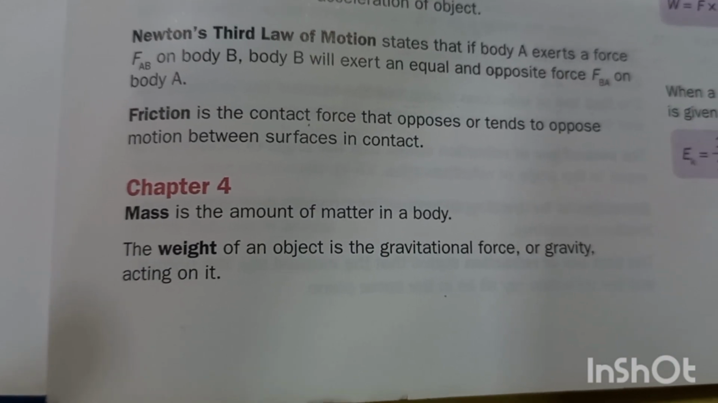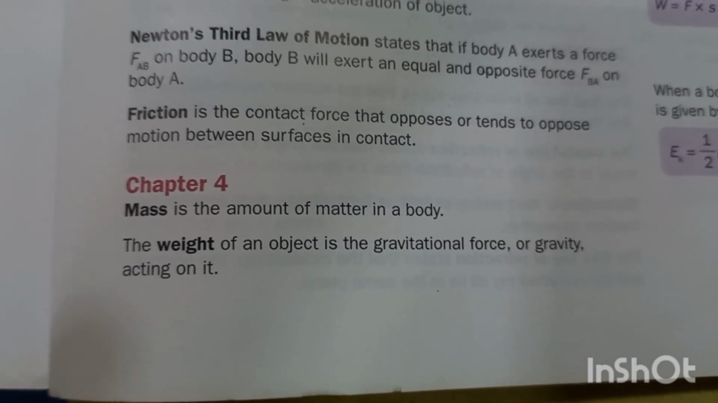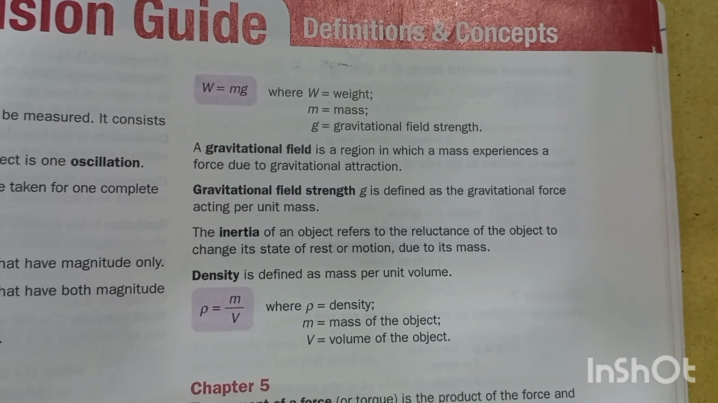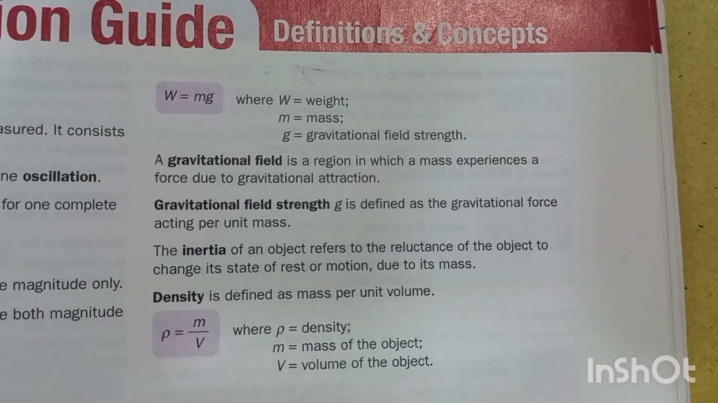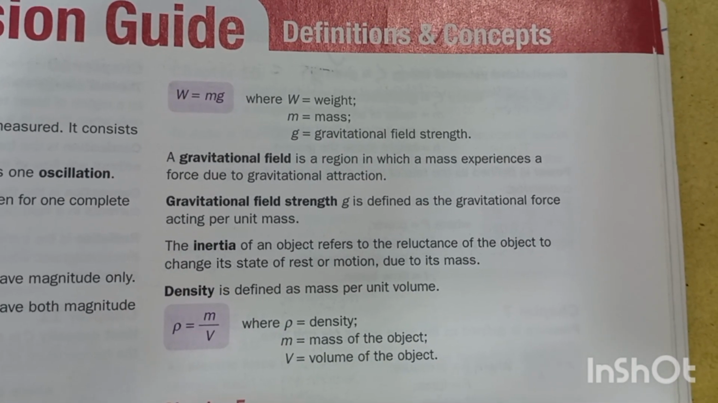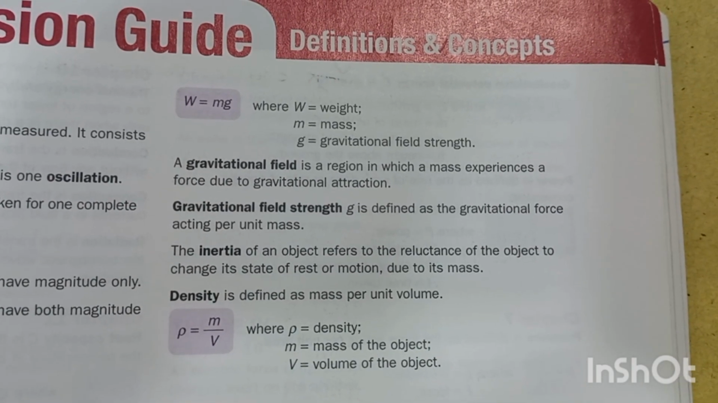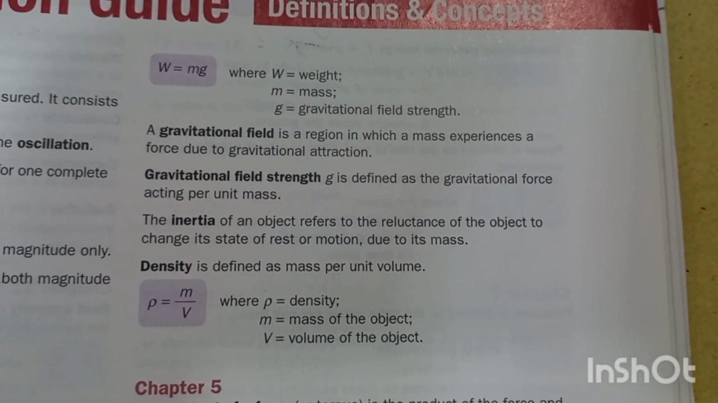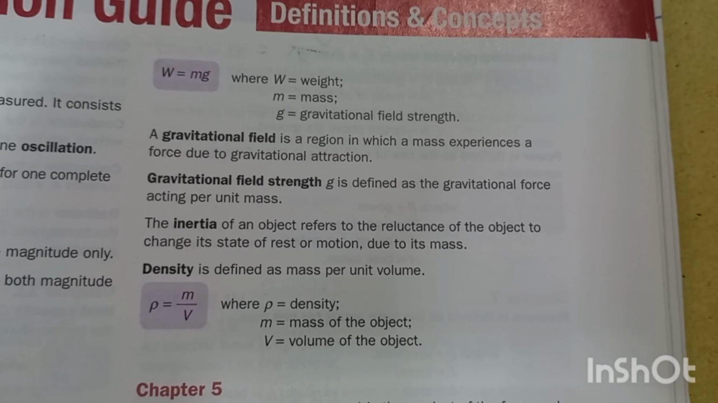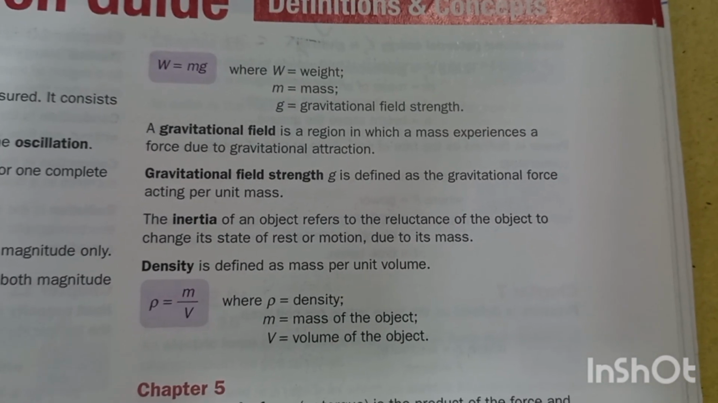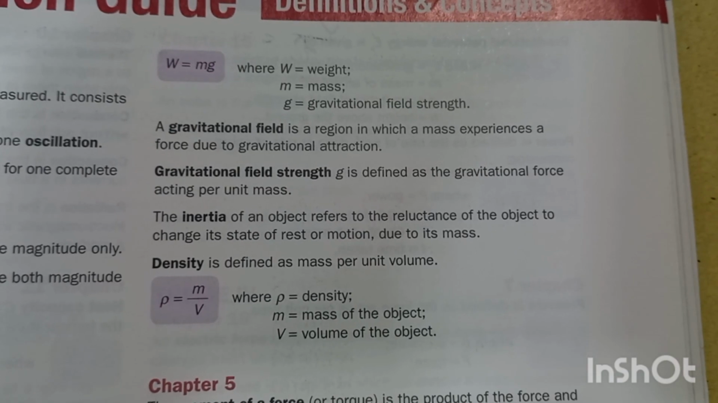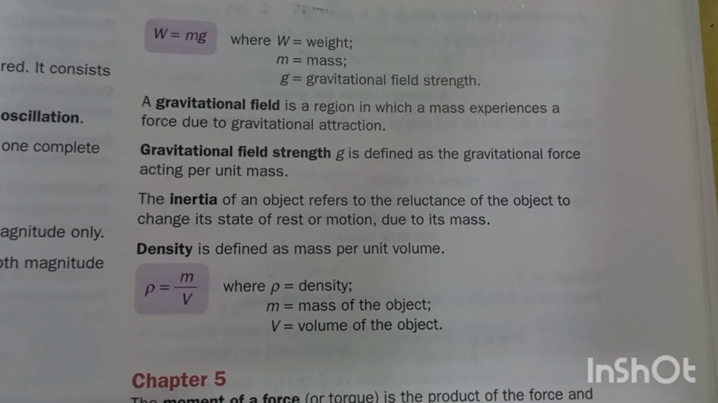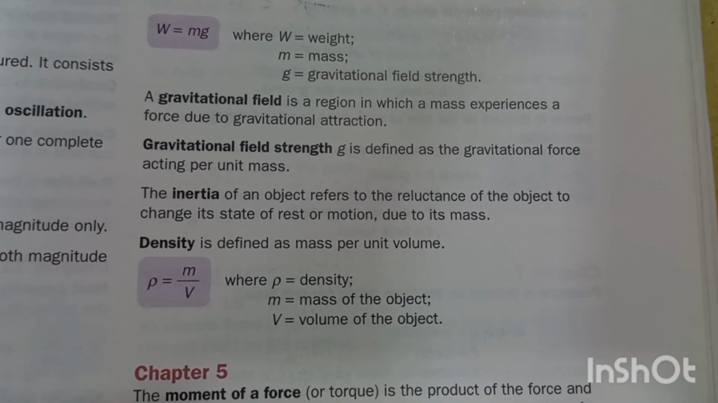The weight of an object is the gravitational force or gravity acting on it. W equals mg, where W is the weight, m is the mass, and g is the gravitational field strength. A gravitational field is a region in which a mass experiences a force due to gravitational attraction. Gravitational field strength, which is represented with the small g, is defined as the gravitational force acting per unit mass.